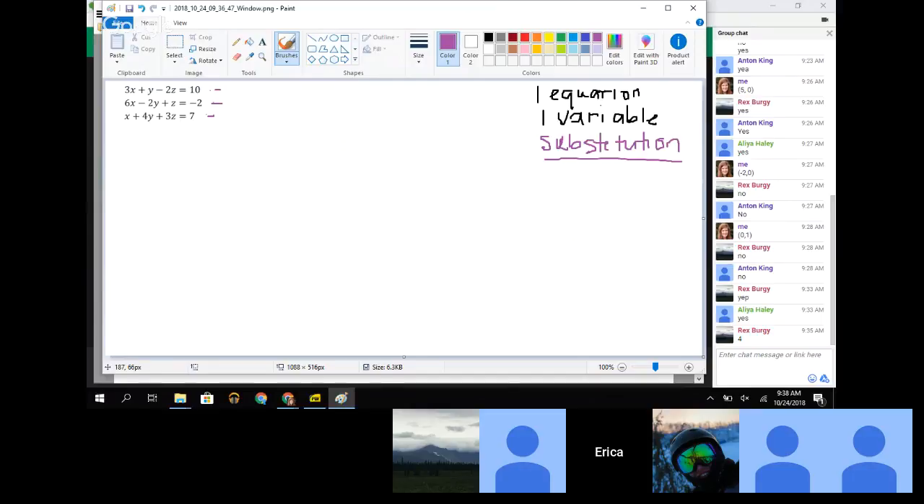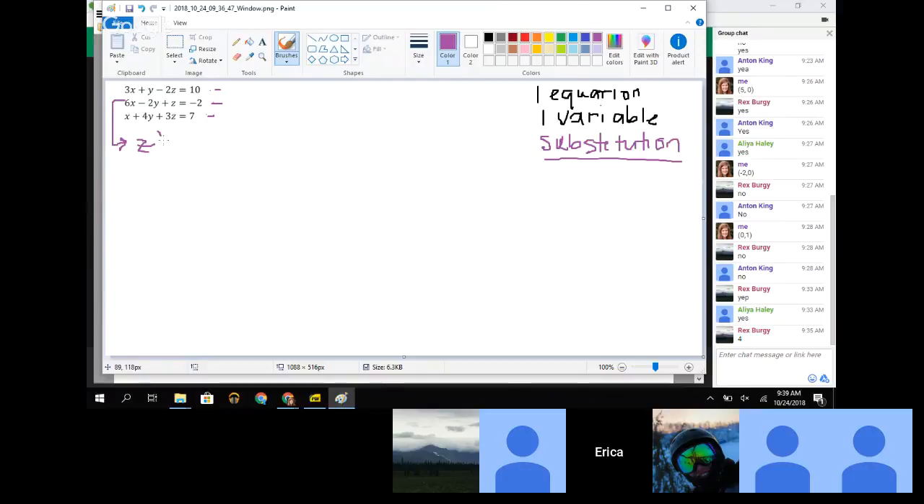Does anyone have a very strong preference on if they want to solve for x, y, or z? All right, no preferences. I will pick. Let's solve for z because z is the hardest one for me to write. If you're picking a different one, that's okay. You're going to take this middle equation and we're going to solve for z.